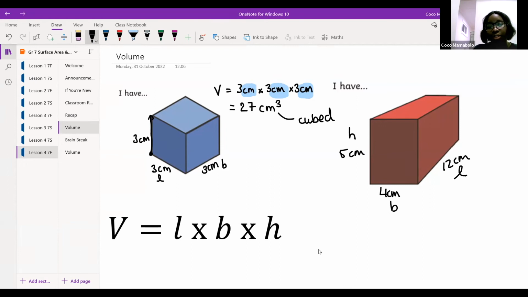Okay, so I'm going to have my volume is equal to my length, and I want, Carrie, do you want to do this one for me?